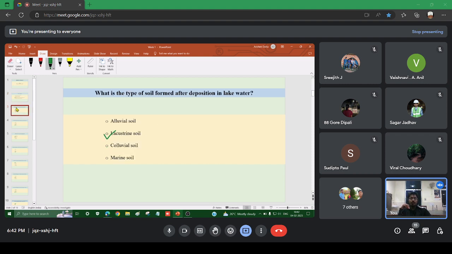Second question is, what is the type of soil formed after deposition in lake water? It is lacustrine soil, because alluvial soil is formed by river water, colluvial soil by gravity, and marine soil by sea water.